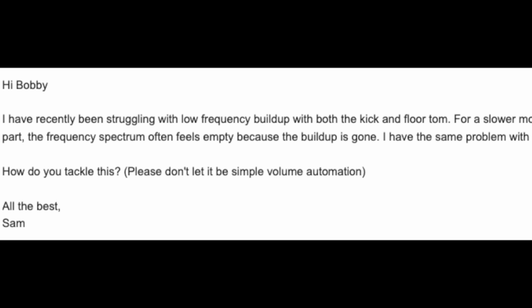This is my favorite part. Please don't let it be simple volume automation. All the best, Sam. Well, Sam, I know people hate hearing this, myself included when I started out. Simple volume automation is your answer. Okay, let me explain why.